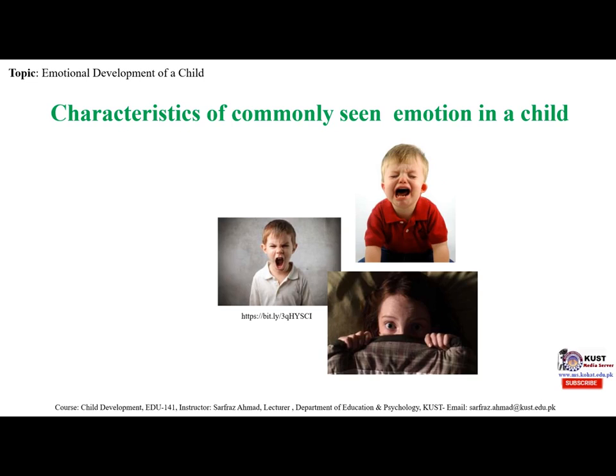Then there are some characteristics of commonly seen emotions in a child. You can observe here that distress or joy, anger, fear, anxiety and phobia may be there. So these are some commonly seen emotions in a child.